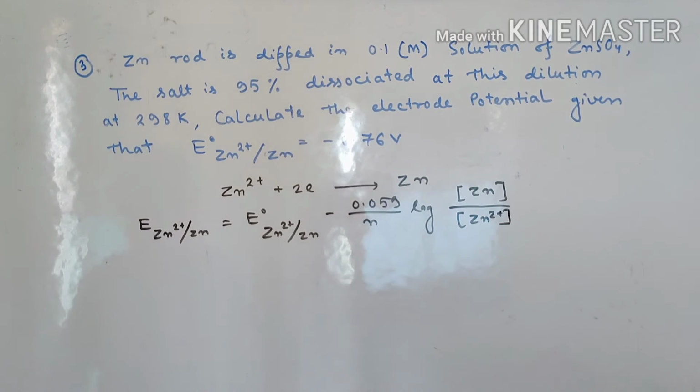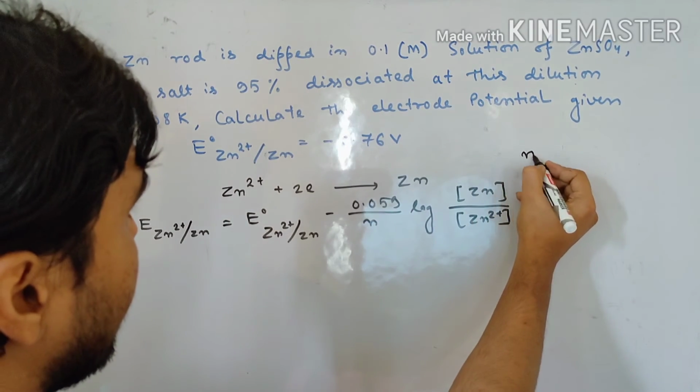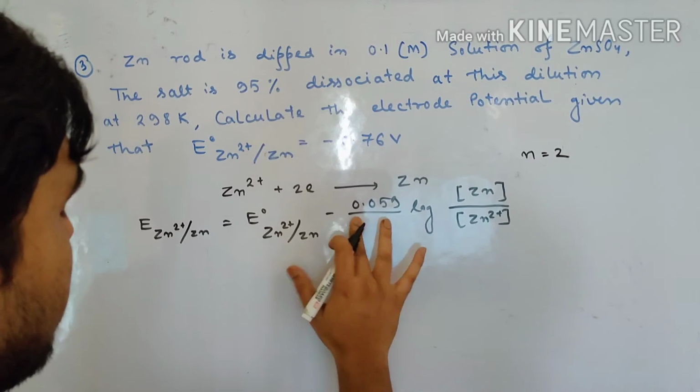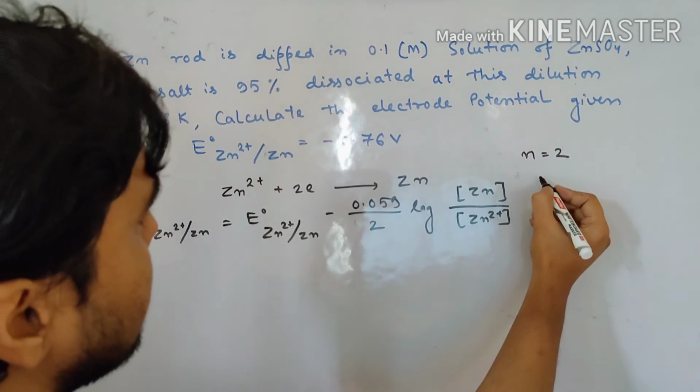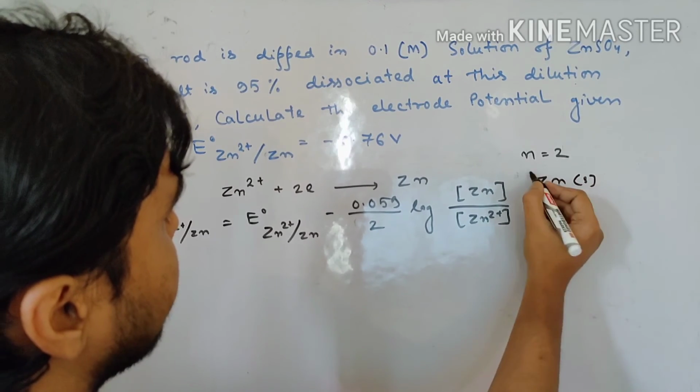This is the main thing. Now, two or three things we have to be very careful about. That is, what is the value of N? N is 2. So we should be writing it as 2. Number 1. Number 2 is zinc solid.